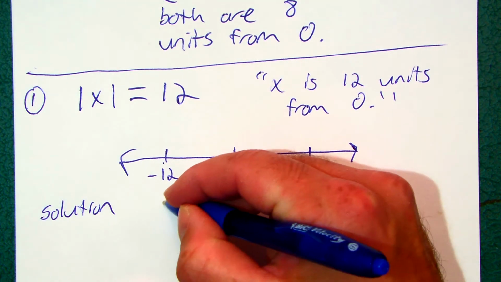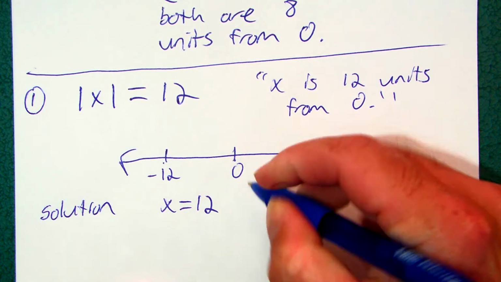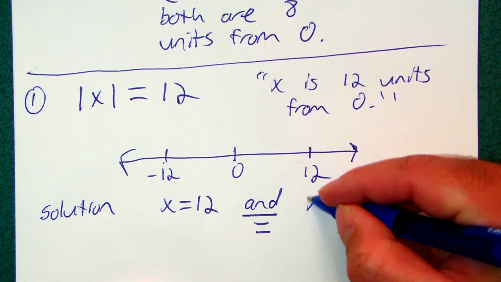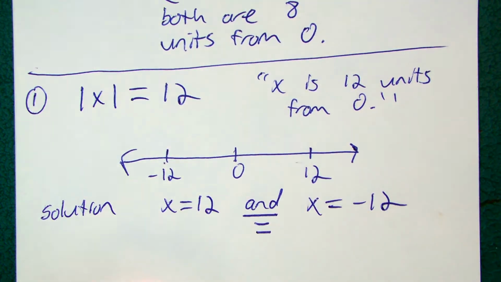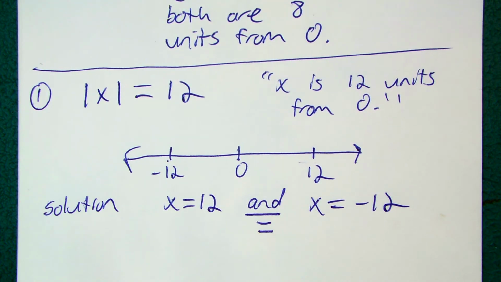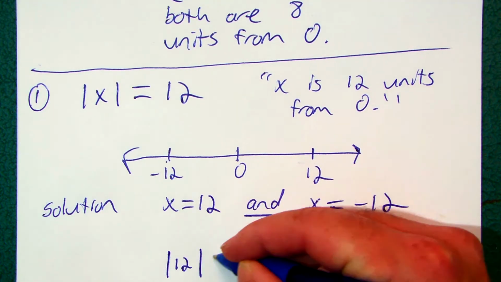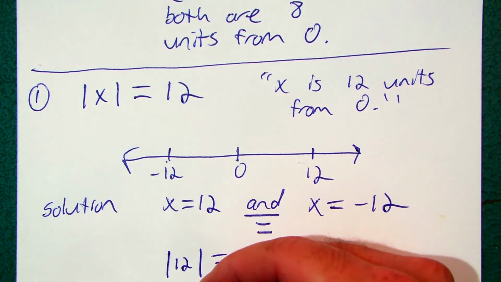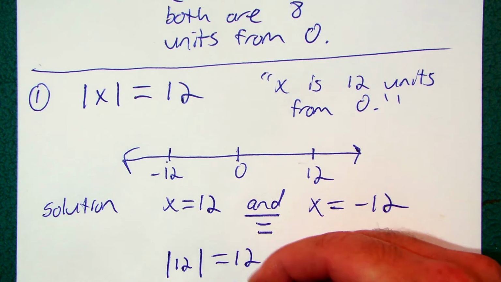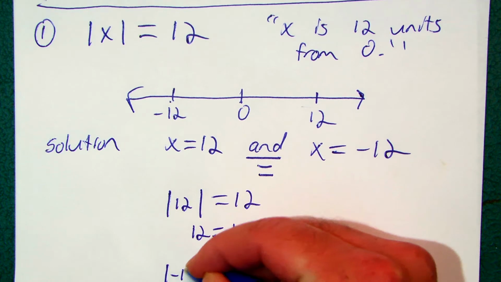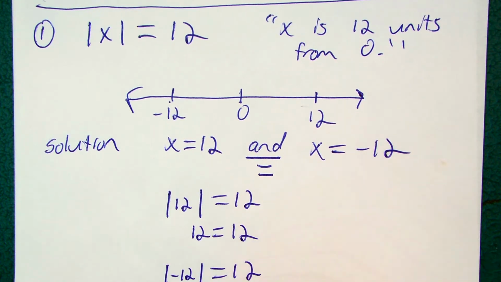Doesn't matter. So your solution for this is x equals 12 and, make sure you use and, x equals negative 12. Two solutions here. Absolute value of x equals 12, you get x equals 12, and x equals negative 12. Because if I put 12 in for x here, I'm going to get the absolute value of 12 equals 12, so absolute value of 12 is 12. Good to go. If I throw negative 12 in there, absolute value of negative 12 is positive 12.